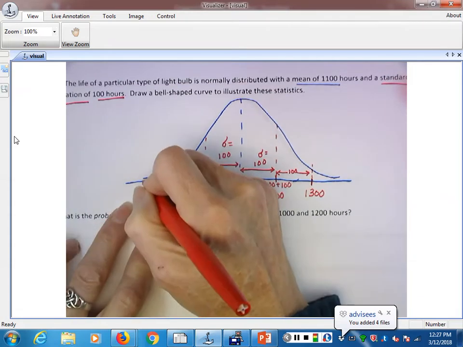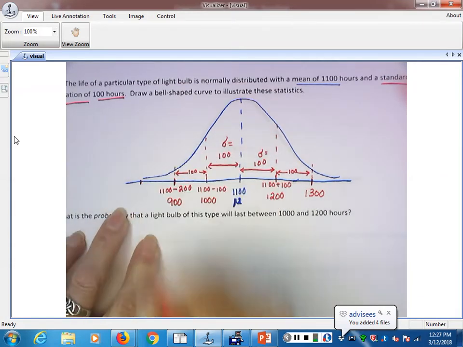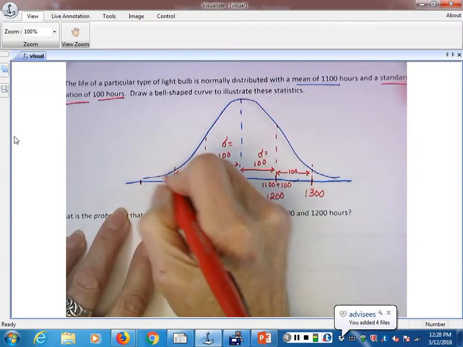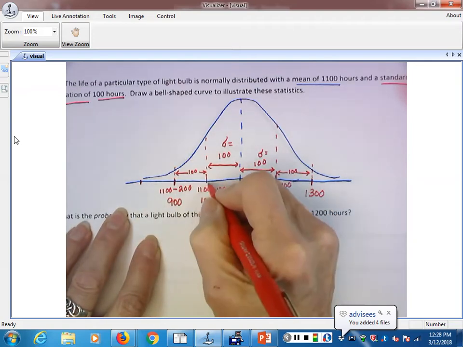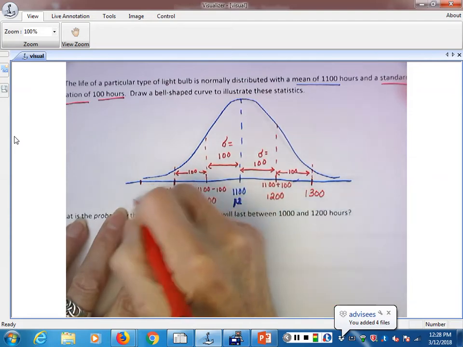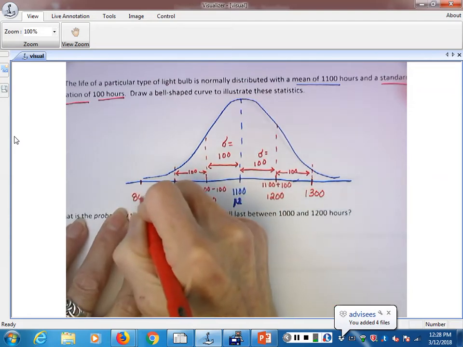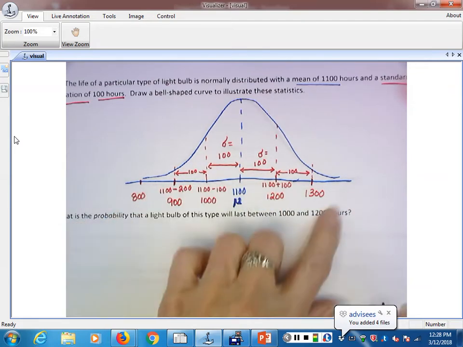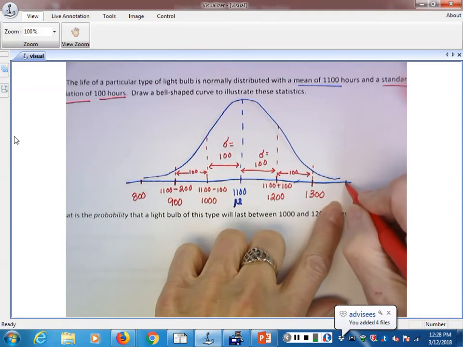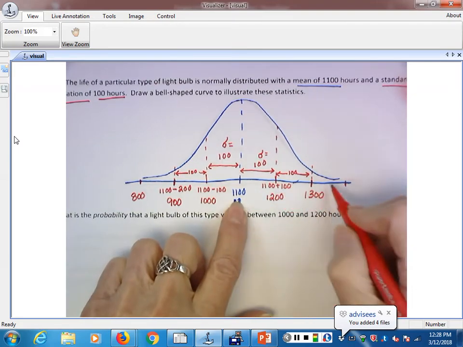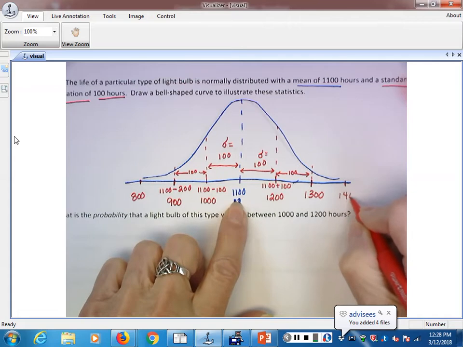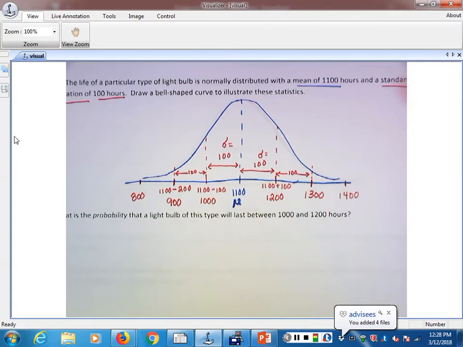And then when I get to 3, this is going to be another 100. So 1100 minus 100, 200, 300 is going to be 800. And the same thing on this end. 1100 plus 100, 200, 300 is 1400. So that's the curve that we're talking about.